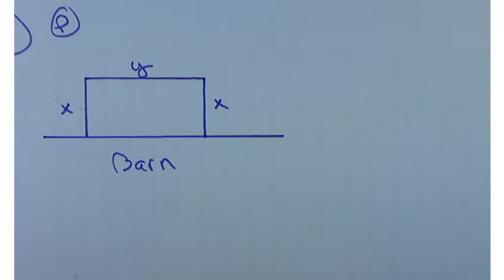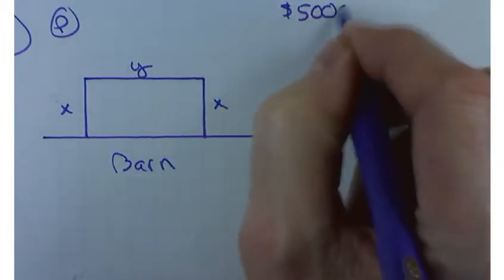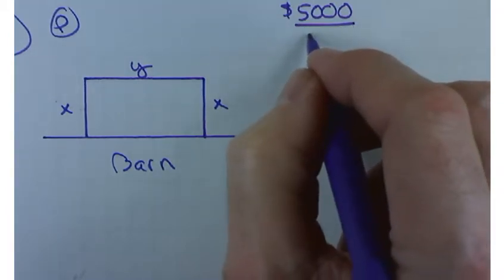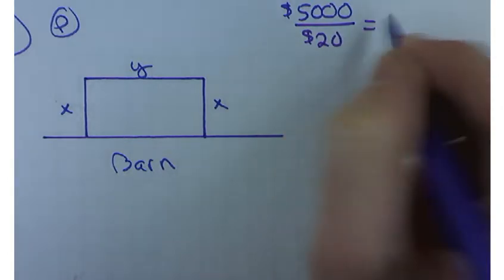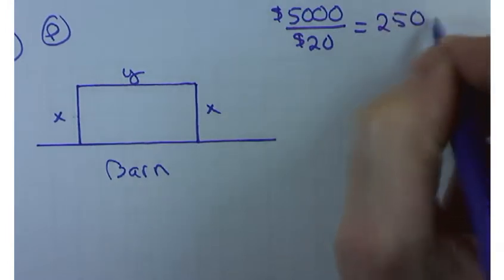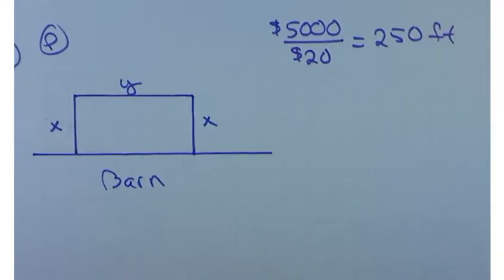And they tell us something about this problem that is helpful. He's going to spend $5,000 on this fence, and it costs $20 per foot. So how many feet can he buy? How many feet of fencing is he going to have? 250, right? 250 feet. So that's how much fencing he has.